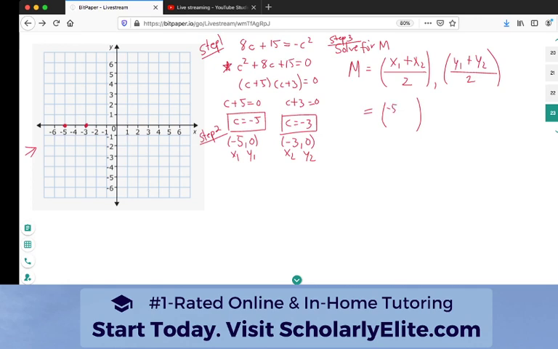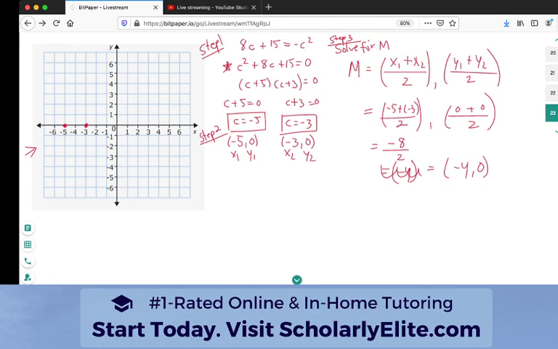So we've got negative 5 plus negative 3 over 2. And here we've got 0 plus 0 as always because these are intercepts. And we get negative 8 over 2, which as we know is negative 4. So actually let's write it like this: negative 4, 0. That is our midpoint, which makes sense because it's literally in the middle.